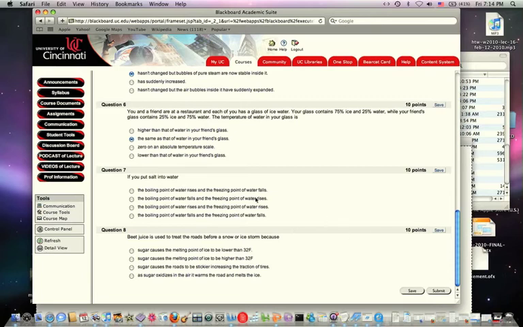If you put salt into water, the boiling point of water rises and the freezing point of water falls. The boiling point of water falls and the freezing point of water rises. The boiling point of water rises and the freezing point of water rises. 4, the boiling point of water falls and the freezing point of water falls. So when you put salt into water, that's how you melt ice on the roads. And so the freezing point of water falls, and so it might actually only melt at basically 0 degrees Fahrenheit. Whereas the boiling point rises.